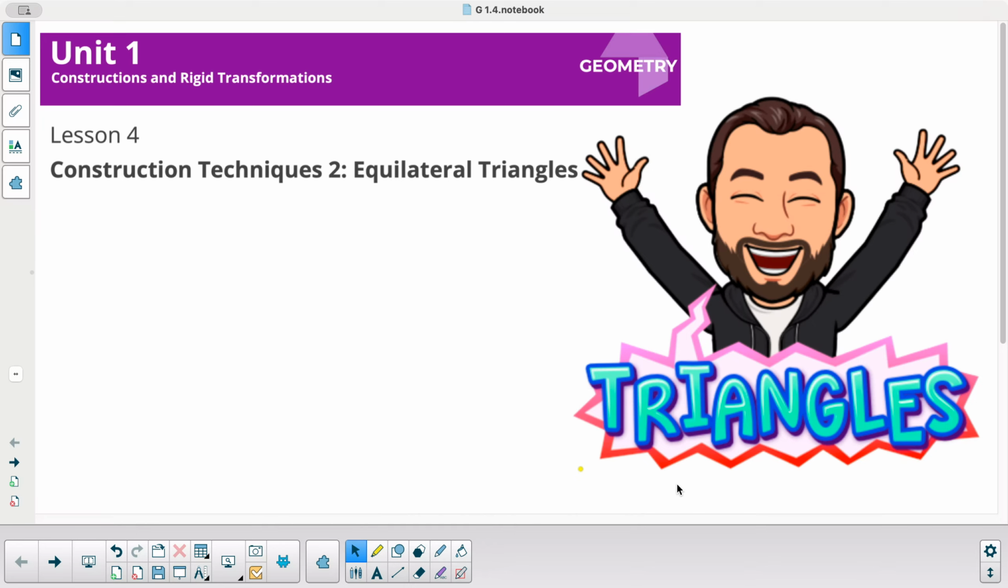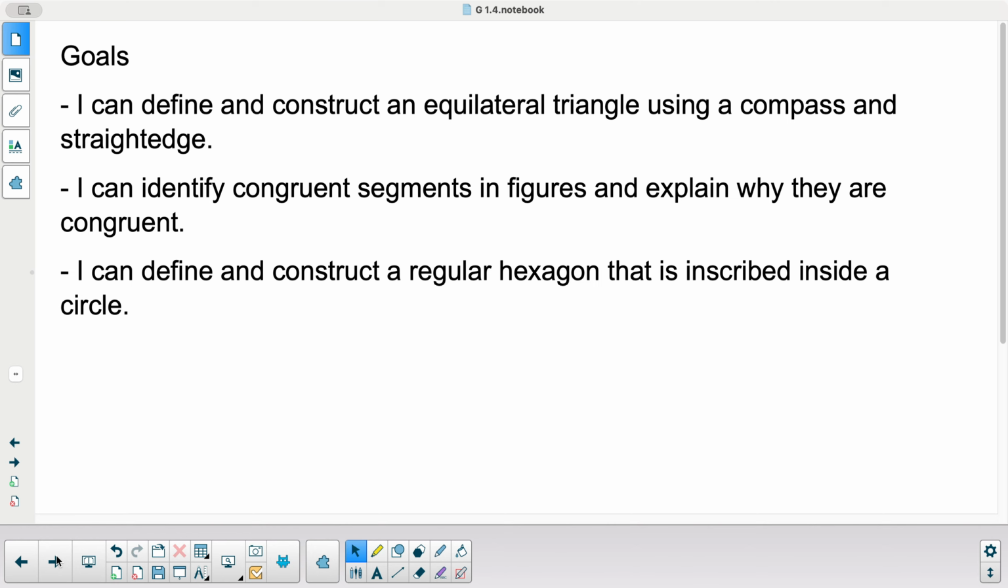Illustrative Math, Geometry, Unit 1, Lesson 4 is called Construction Techniques Number 2, Equilateral Triangles. Okay, so our goals today are: I can define and construct an equilateral triangle using a compass and a straight edge. I can identify congruent segments and figures and explain why they are congruent. And our third goal is I can define and construct a regular hexagon that is inscribed inside a circle.